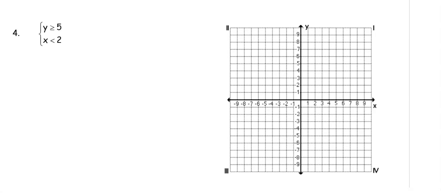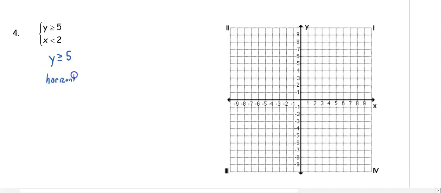In number 4, we have two special equations. We have an x and a y, which are going to be our horizontal and vertical lines. So the first equation is y is greater than or equal to 5. So y's are always going to be horizontal lines. Because it's a greater than or equal to, it is a solid line. We are going to shade above.